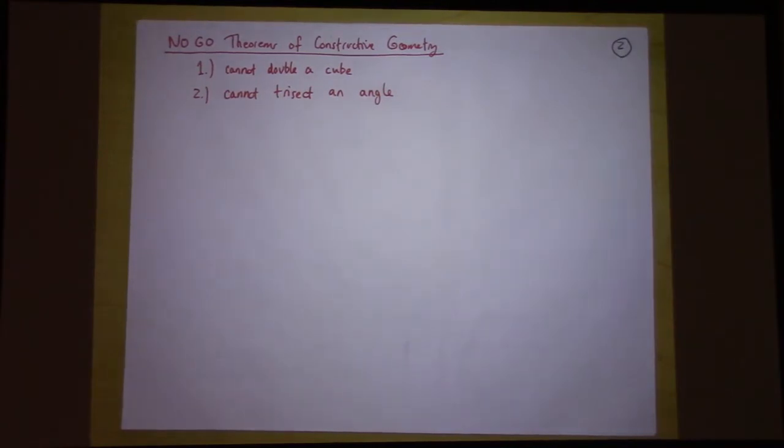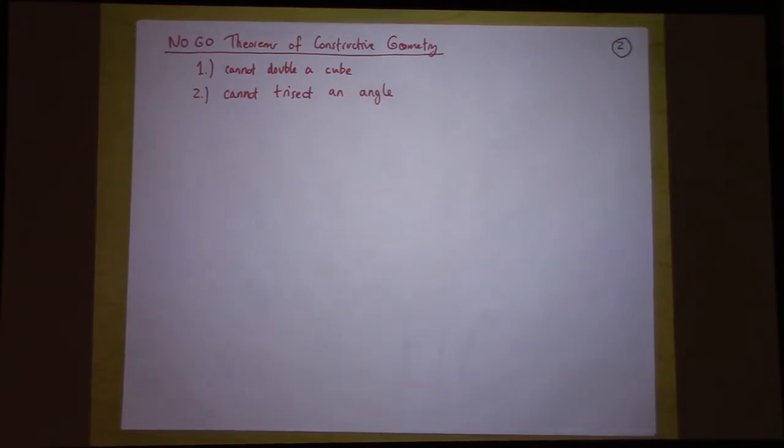All right, so now how do you prove those things? Well, the answer ultimately comes from a class we teach here called Math 422. In there, what is shown is that constructive geometry corresponds to what are called field extensions of even degree. And if you study the idea of doubling a cube or trisecting an angle, it corresponds to a field extension that is not of even degree, therefore it can't possibly arise from constructive geometry. So there's that. All right, let's go on here.